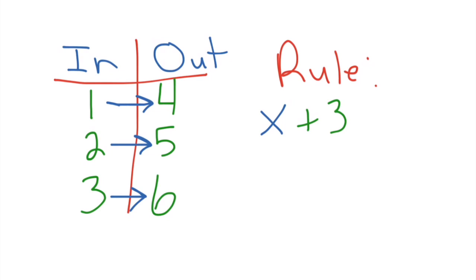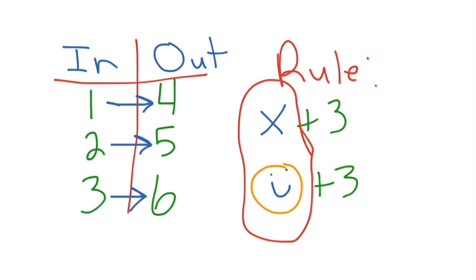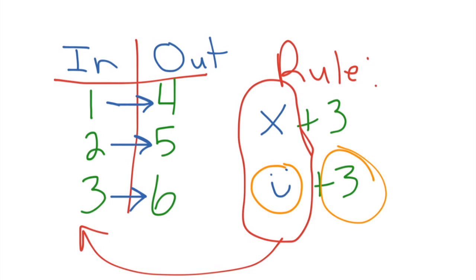If you wanted to, you could write a smiley face plus 3. As long as this right here could represent any number, because we just want to say that any number that goes into this input, we will need to add 3 to it.